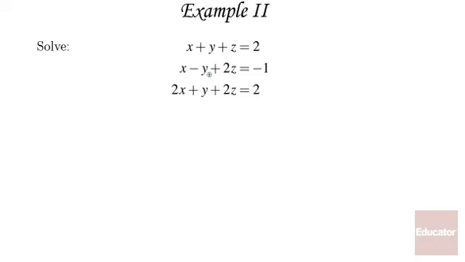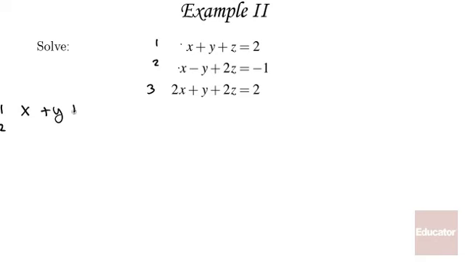Okay, example 2. Again, my goal is going to be to get a variable to drop out, so I'm just left with two variables. Looking at this first and second equation, considering these together, y and negative y, if I add those together, the y's will drop out because they have opposite coefficients, 1 and negative 1. So I'm going to start out by adding the first two equations. This is 1 and 2.